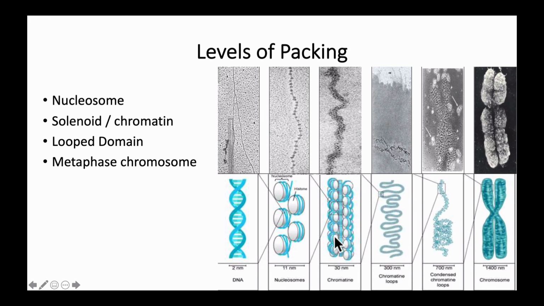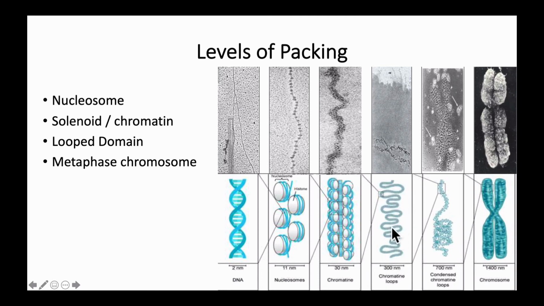They form this structure which looks like a solenoid. So this is the solenoid, this chromatin level of folding. This is like the second level of folding that we have. Then once we take that, we go from this more compacted, further condensed solenoid state into the third level of packaging. In this third level of packaging, we start to have loops that form.